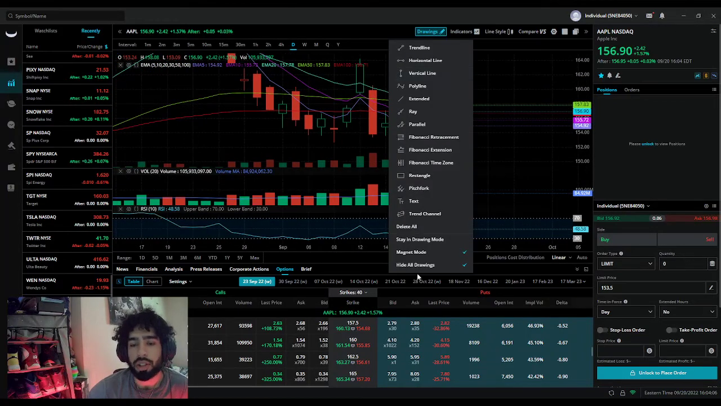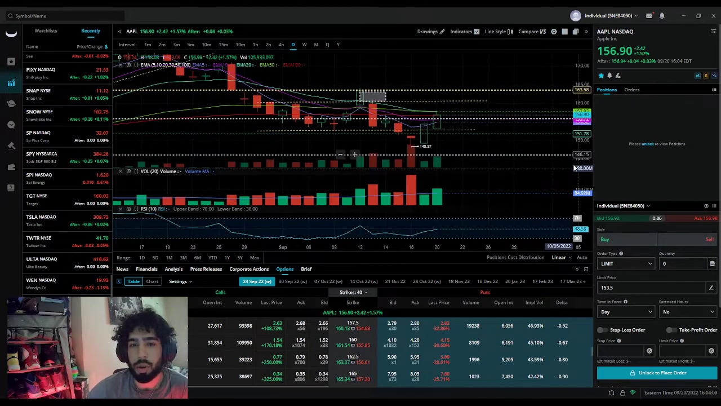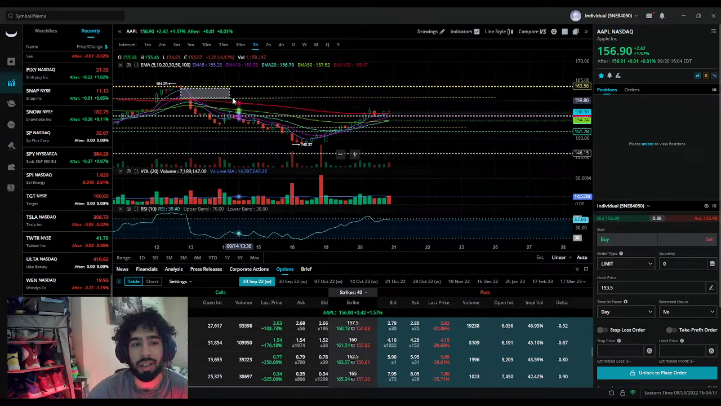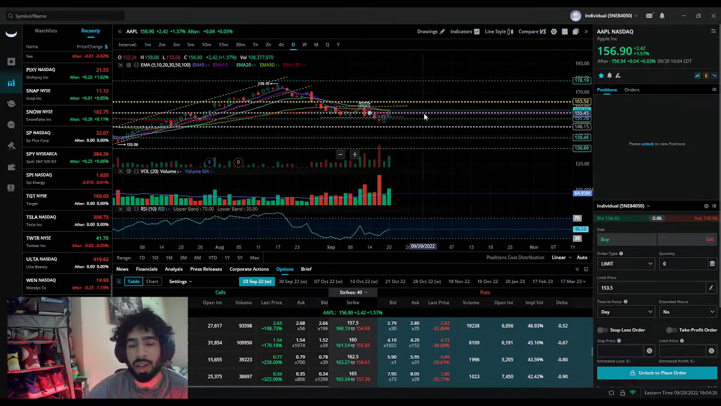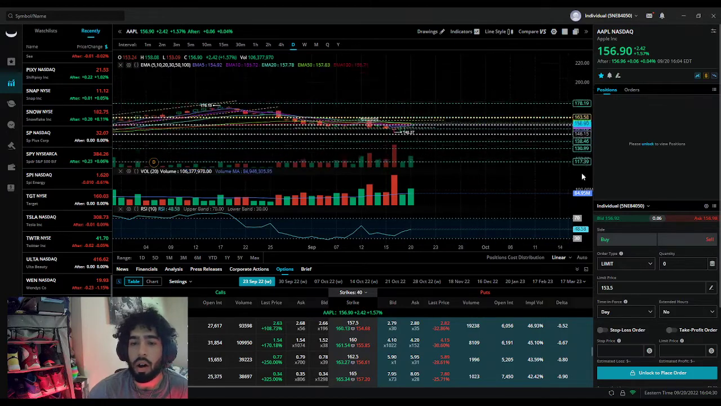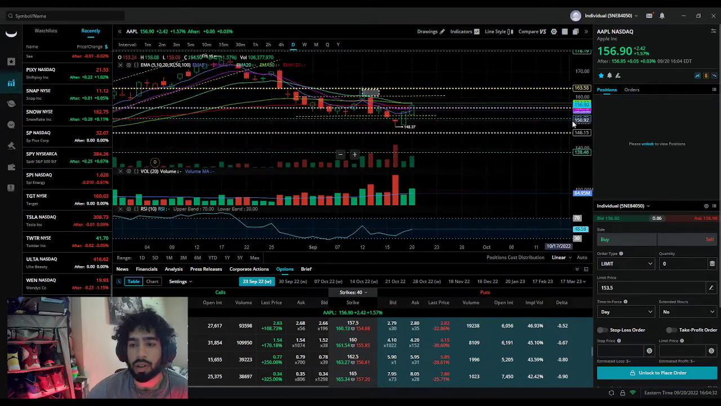Let's add the drawings. Let's see what is in the drawings. Like I said the other day, there is a gap to be filled. This gap right here has to be filled. If I break it down to the hourly, you'll see this big gap right here. So this gap has to be filled. I'm not saying when. I always say in a couple of days, and right now it's only been 2 days. Let's zoom out just a little bit.